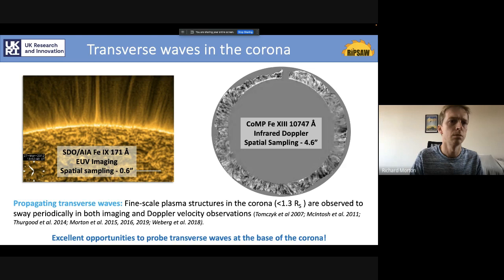Fortunately, with CoMP and also with UCoMP, you're able to get an estimate for the density in the corona, and then it allows you to measure the magnetic field with these waves. So I believe Zihao is going to talk about this in more detail a bit later, so I'm not going to say any more. I don't want to steal his thunder, but it's a useful thing we can do with these waves.